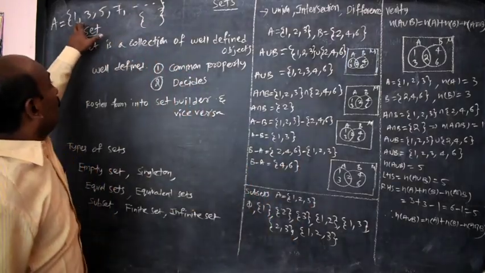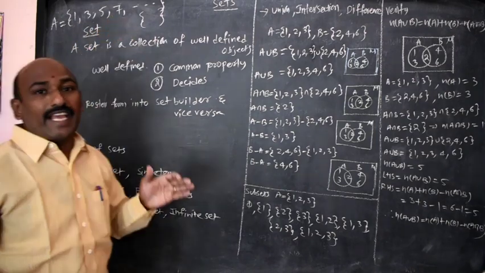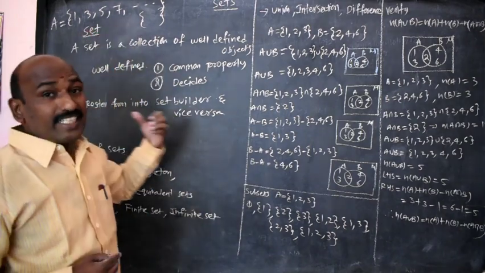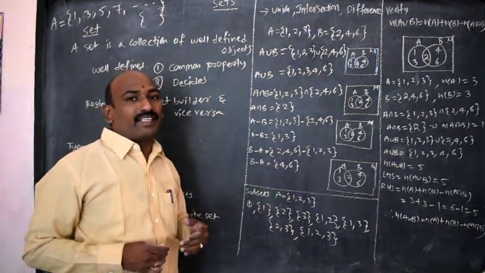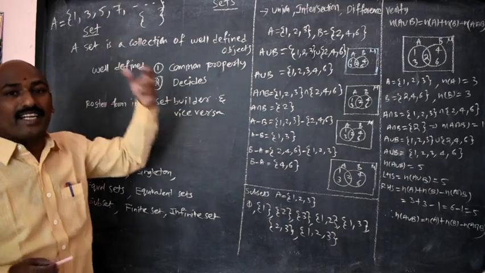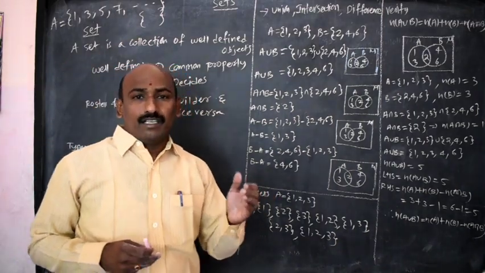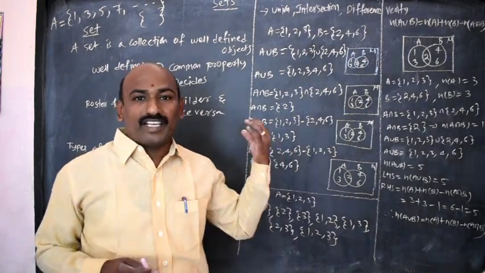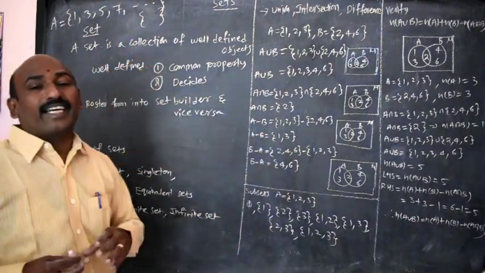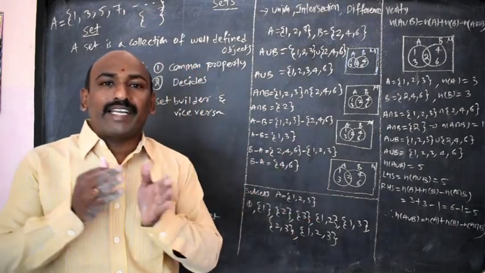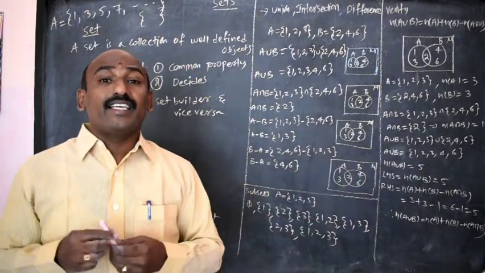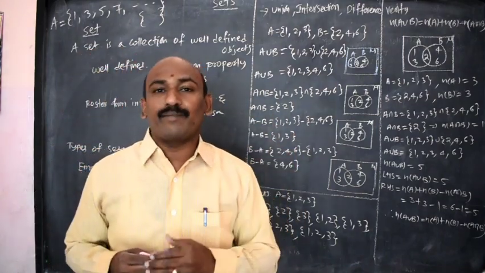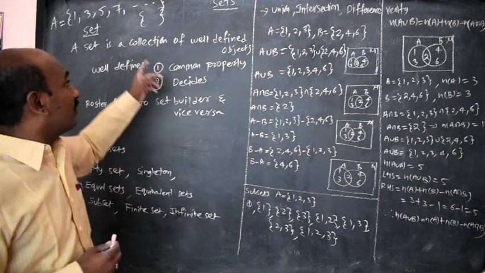If you take 1, 3, 5, 7, each element has a common property. If you take any even number, it does not belong to that set; the property decides. These two conditions are satisfied, that's why this collection is well defined. You can select any number of examples: multiples of 2, multiples of 10, perfect cubes, or perfect squares. Check the conditions: each element has a common property, and the deciding factor is whether it belongs to that set or not. If those two conditions are satisfied, the collection is well defined, hence it becomes a set.